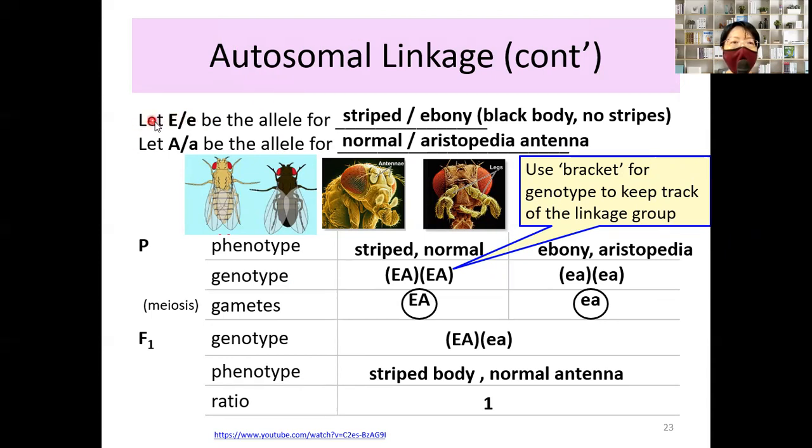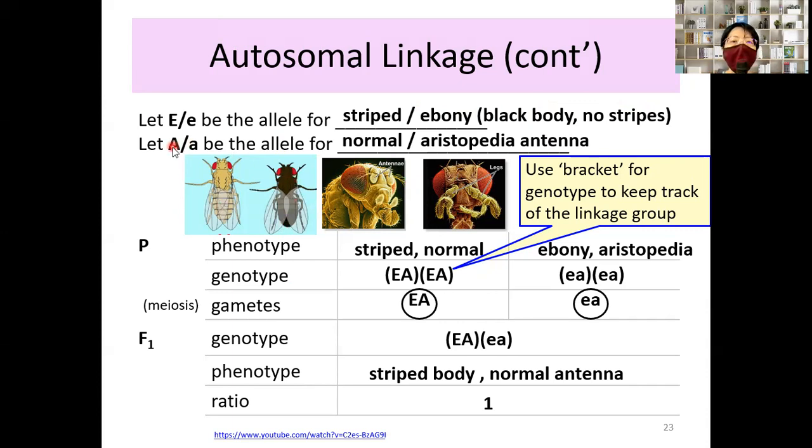Let big E be the allele for striped, small e be the allele for ebony. Striped means, you see here at the abdomen of this Drosophila, which is actually a fruit fly, it's got stripes on it. Ebony means totally black body, so you cannot see the stripe. So this ebony is totally black.